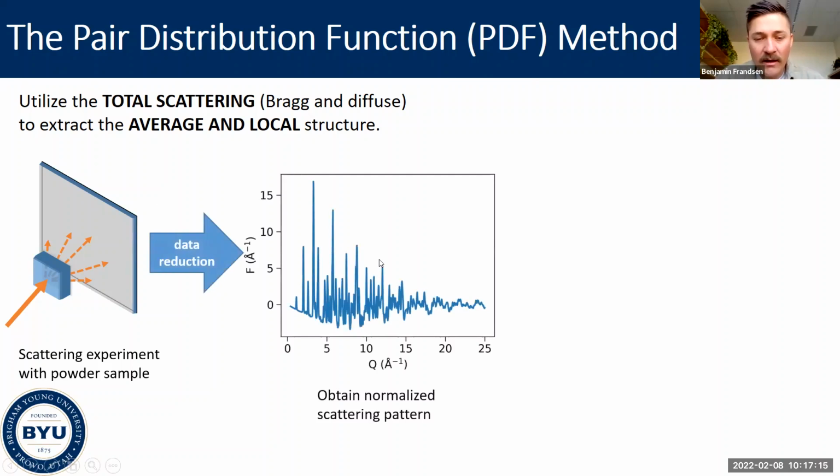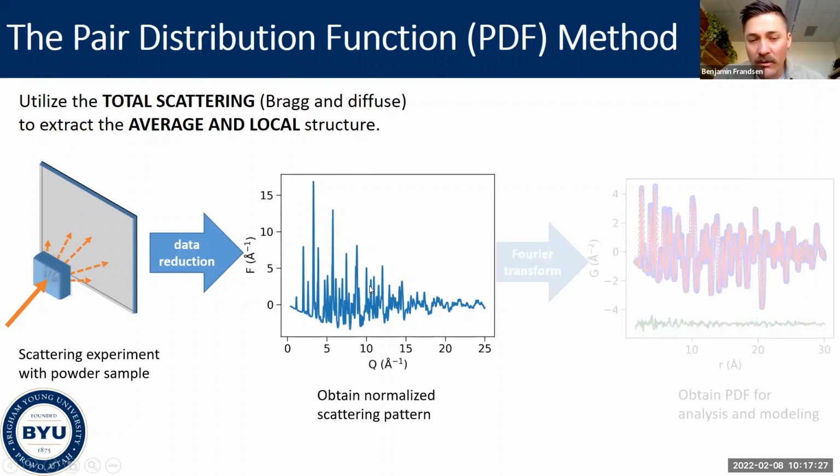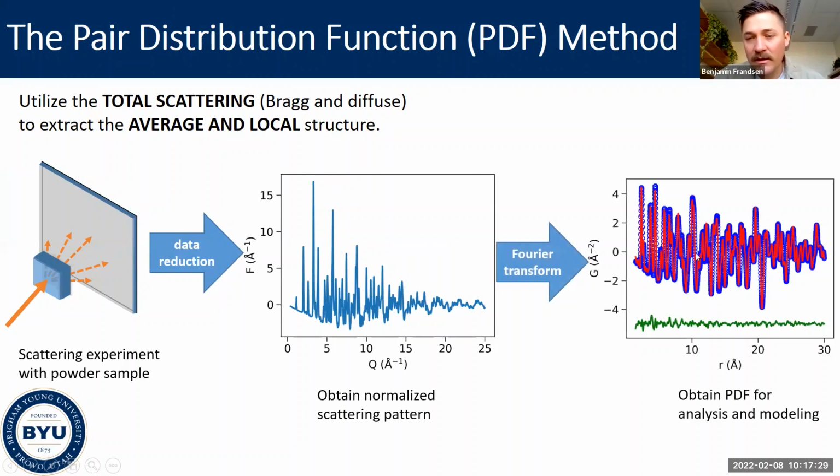And we get our total scattering pattern, which has Bragg peaks, but may also have some diffuse features underneath those Bragg peaks. And then we Fourier transform that scattering pattern to give us the real space pair distribution function, which we can then use for analysis or modeling or what have you.